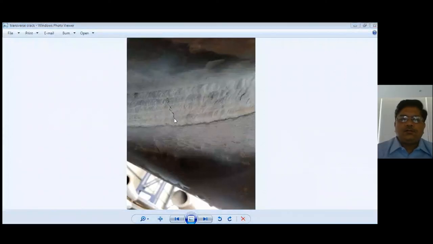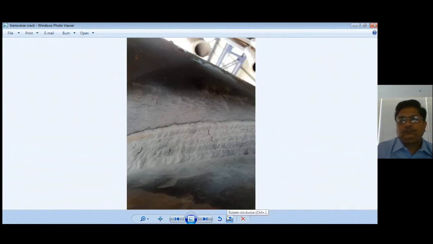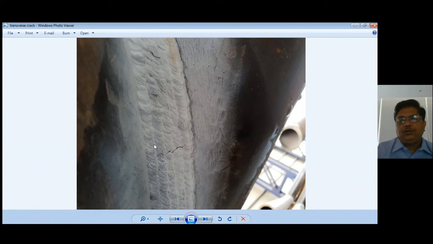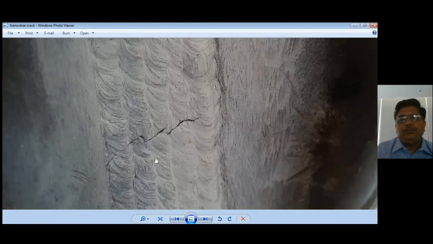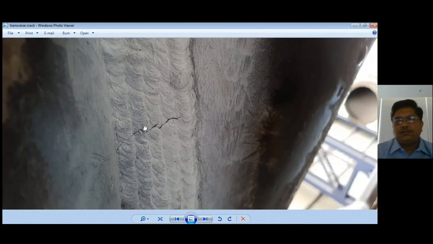You can see this weld. It is actually a T-joint, and there is a transverse crack here. You can see very clearly in the capping. Very clearly observed. In fact, it is going towards the parent material. It started from a little bit of this capping area. So you can see it was picked up in the MPI. When we did the MPI, we picked this up very clearly. You cannot miss it.